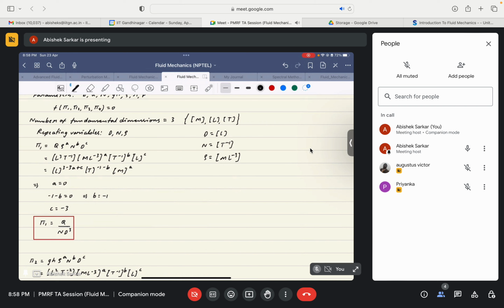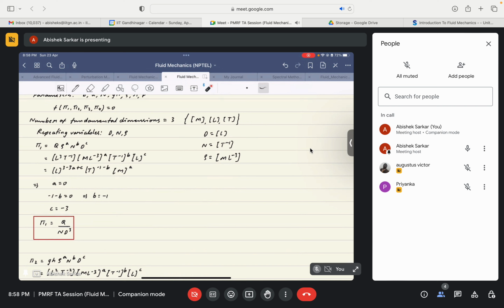Meter cube has dimension of L cube, so I write L cube t to the power minus 1. Then rho, I know the dimension, so ML to the power minus 3, to the power a. n has dimension of t to the power minus 1, so t to the power minus 1, to the power b. And D has the dimension of length, so L to the power c.